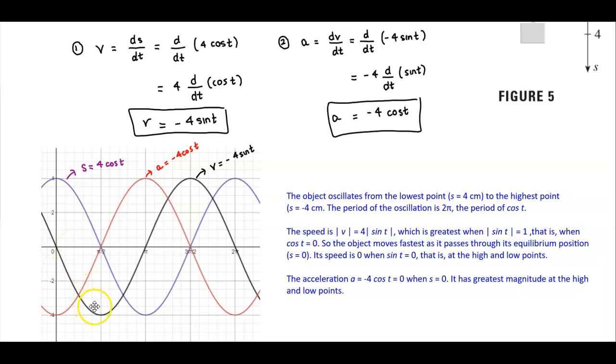Then it comes back up here, and then again down here we can see the cosine of t is equal to 0, and there's the other horizontal. So the object moves fastest as it passes through its equilibrium position where s is equal to 0. Its speed is 0 when sine of t is equal to 0, and that is at the high and low points. Now if you look at the acceleration function, where a is equal to negative 4 times the cosine of t, wherever it's equal to 0 is when s is also equal to 0. It has its greatest magnitude at the high and low points.